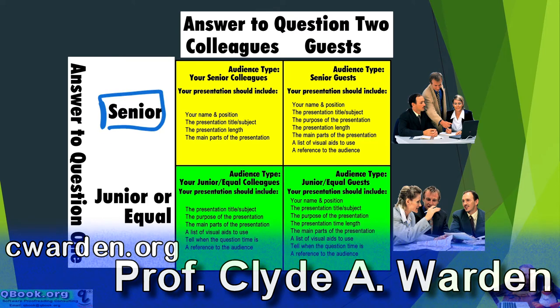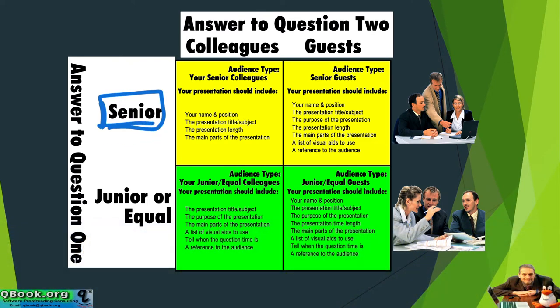So if you have a senior in the audience, that is someone who's maybe your manager or your boss, and then this is your colleagues, that means from inside your company. Then what do we need to pay attention to? Well, we need to pay attention to the following. When you make your presentation, you should include your name and position. Otherwise, nobody knows who you are. Right? But they might kind of know who you are because they're colleagues, but that's okay. You just very quickly say, I'm Clyde Warden and my position is marketing manager. Okay, so you keep it simple, very quick.